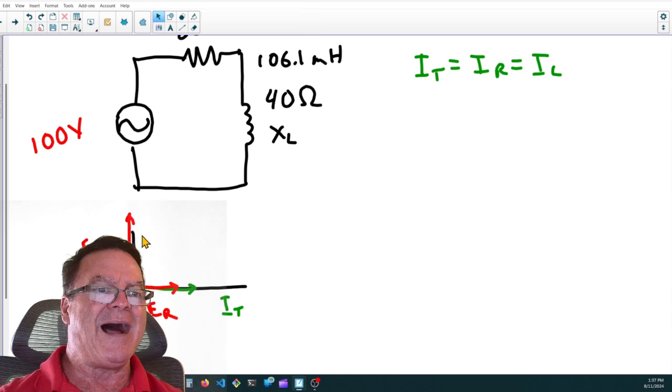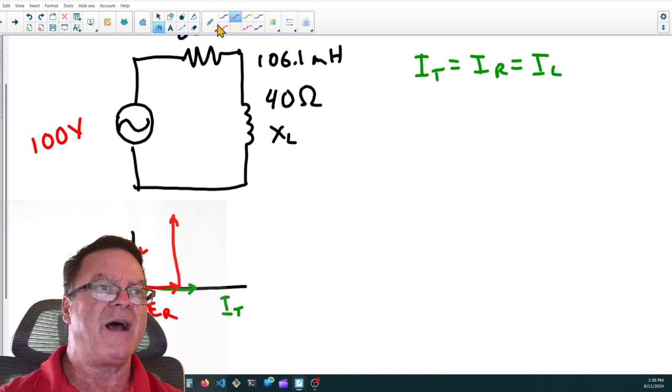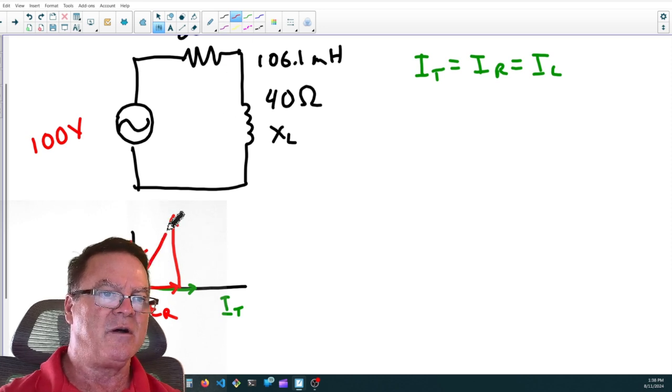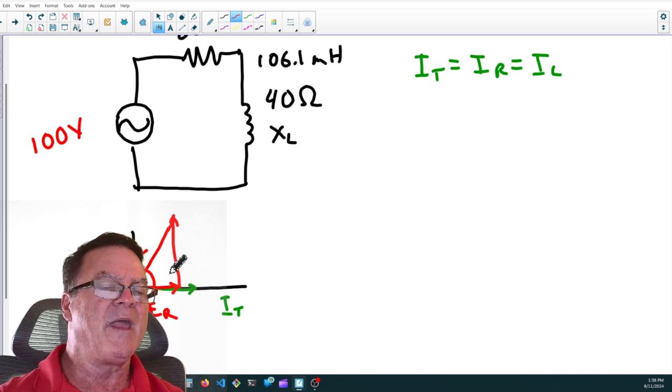Well, I'm a little eccentric. I like to leave theta at the origin. I don't like my theta hanging out in space, so I always draw my triangle like that with theta right here at the origin. I just take the vector for the voltage drop across the inductor and I move it out to the end of the resistive voltage drop vector, and I draw my triangle that way.